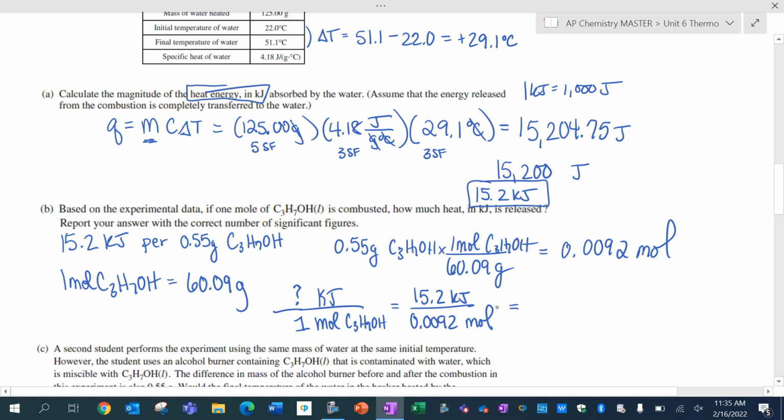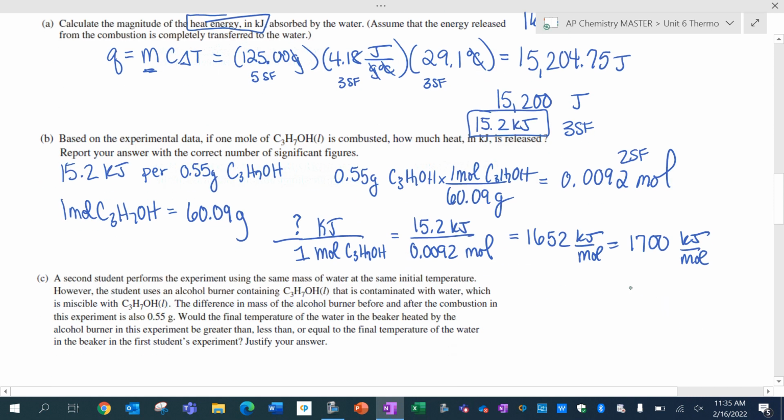When I plug that in my calculator, I get, I think, 1652 kilojoules per mole. That's too many sig figs, though. That has 4 sig figs. This number has 2 sig figs, and this number has 3 sig figs. So I need to round my final answer to 2 sig figs, which would be 1700 kilojoules per mole. Or if you want to write it in scientific notation, you can say 1.7 times 10 to the third kilojoules per mole.